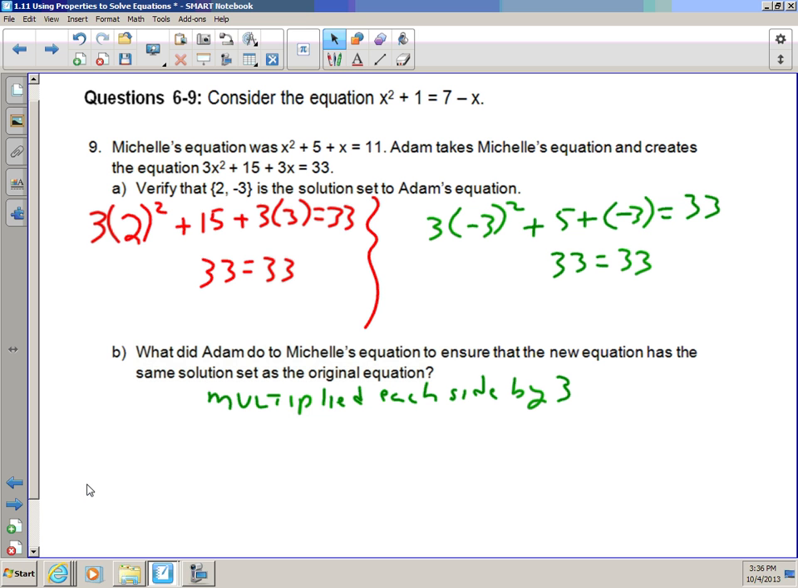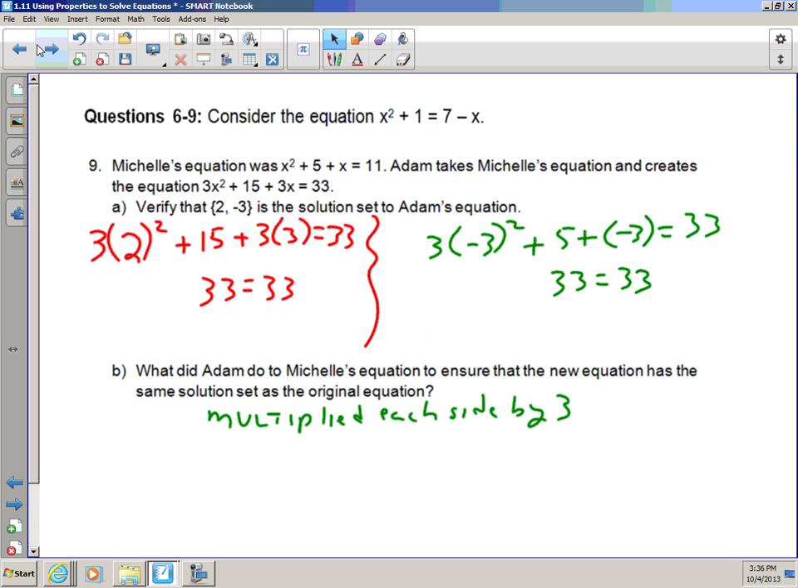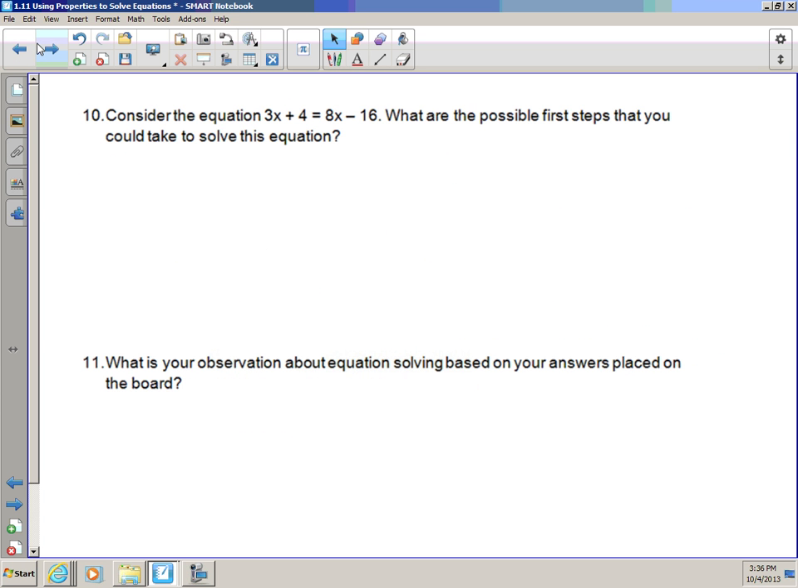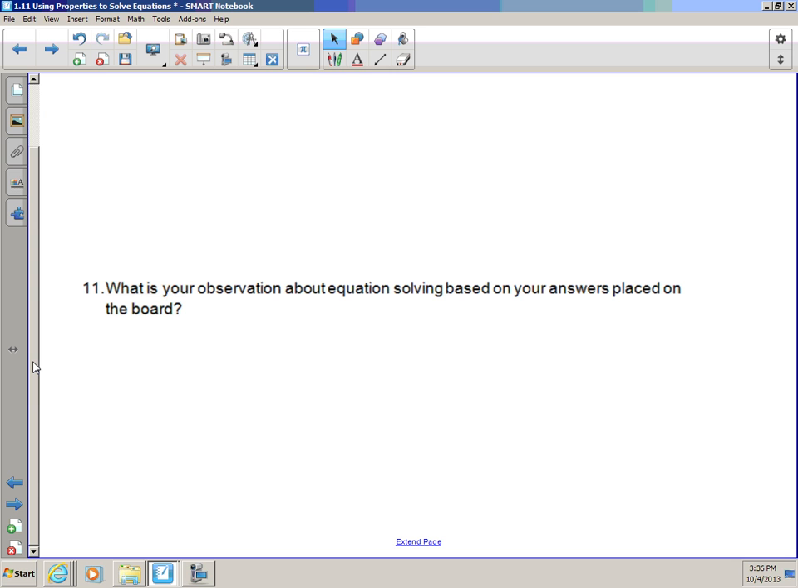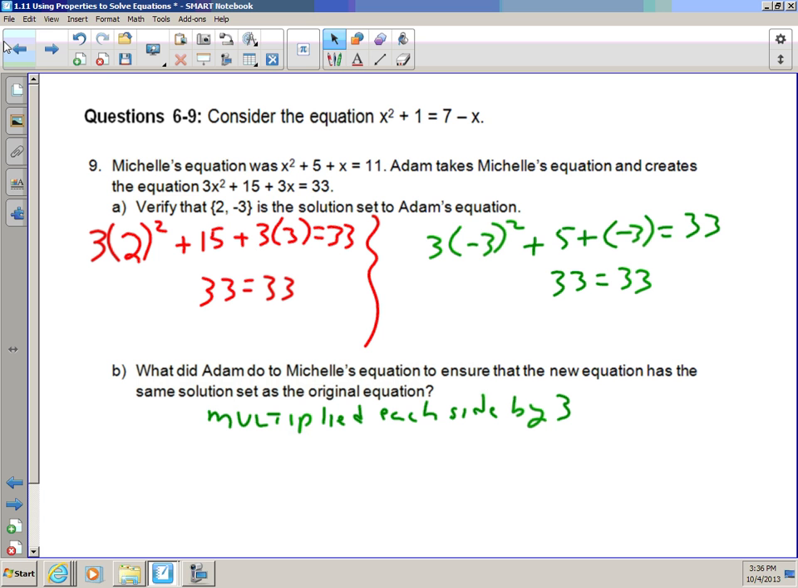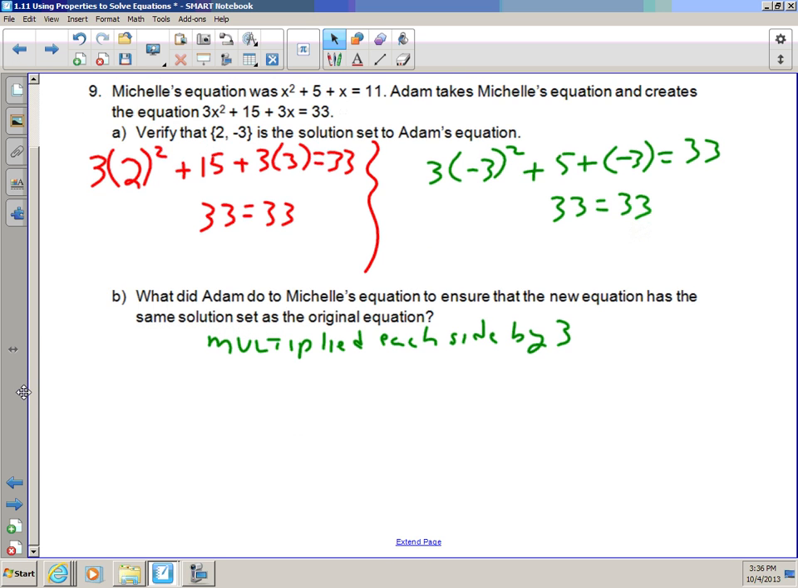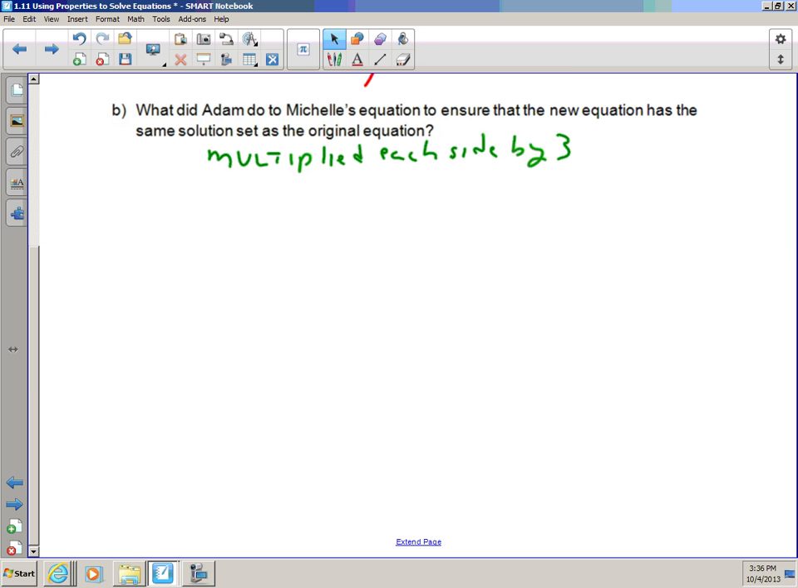So, let's summarize what can be done here. Actually, if I recall, my smartboard doesn't have the box that is on your note sheet, so I apologize for that. So what I'm going to do is improvise. I'm just going to create that box, which is titled The Properties of Solving Equations.